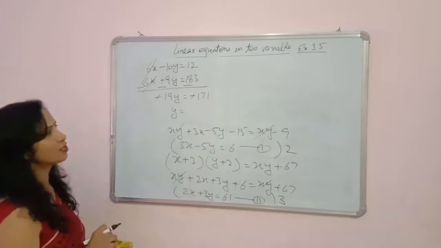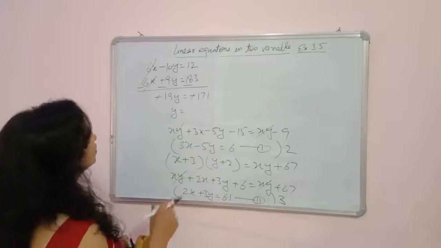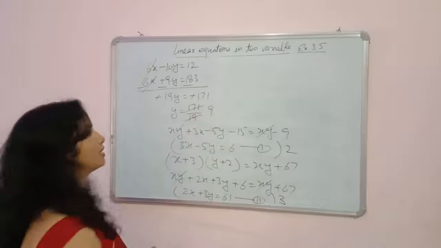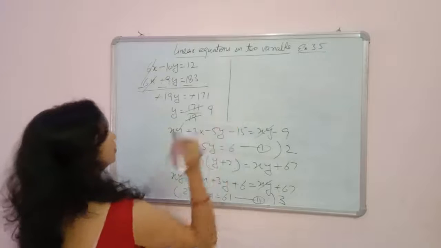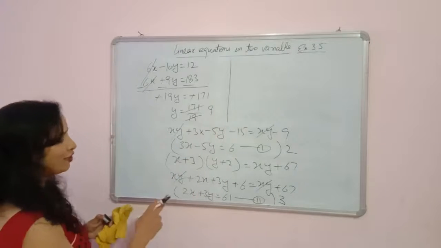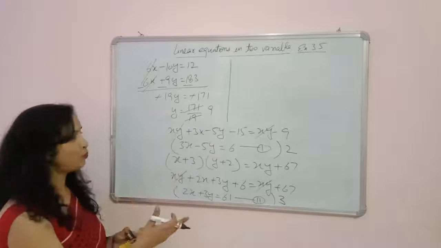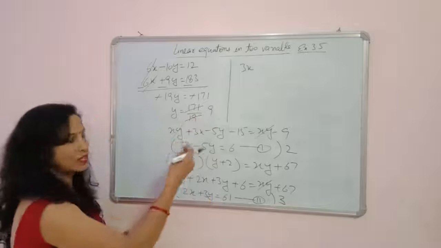I think it will cancel out by 9. Yes. So y is equal to 9. And after getting the value of y, we can put the value in either of the equations, 1 or 2, for getting the value of x. I am putting the value of y in equation first.